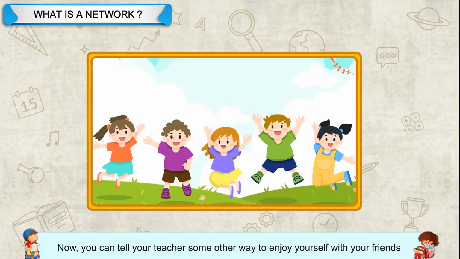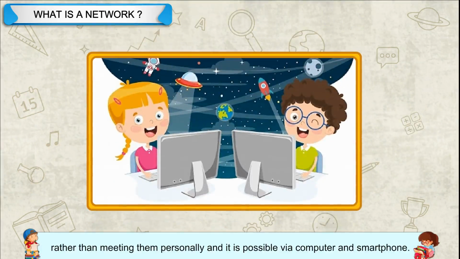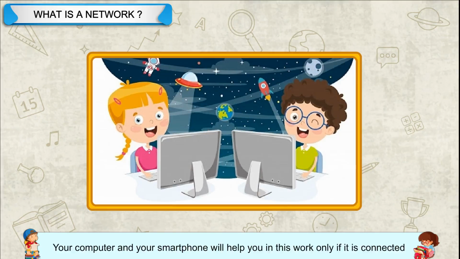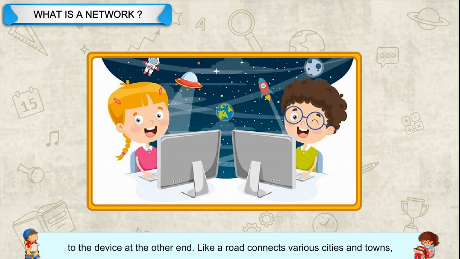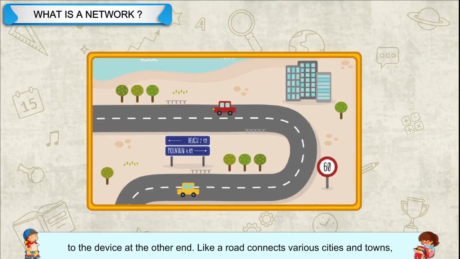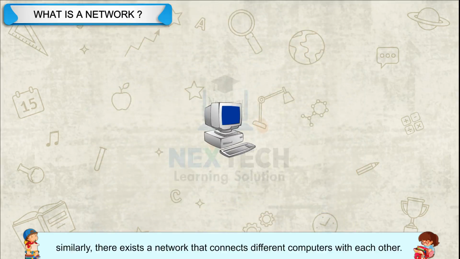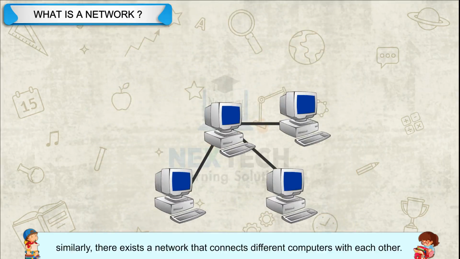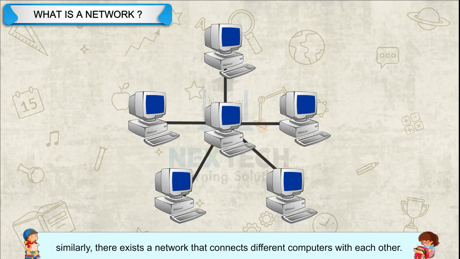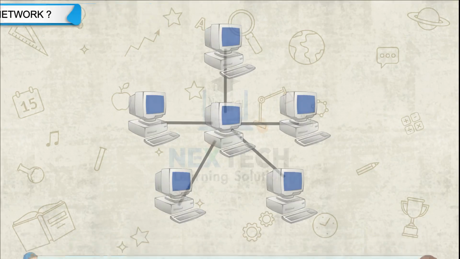Now, you can tell your teacher some other way to enjoy yourself with your friends rather than meeting them personally, and it is possible via computer and smartphone. Your computer and your smartphone will help you in this work only if it is connected to the device at the other end. Like a road connects various cities and towns, similarly, there exists a network that connects different computers with each other. This network is known as the computer network.